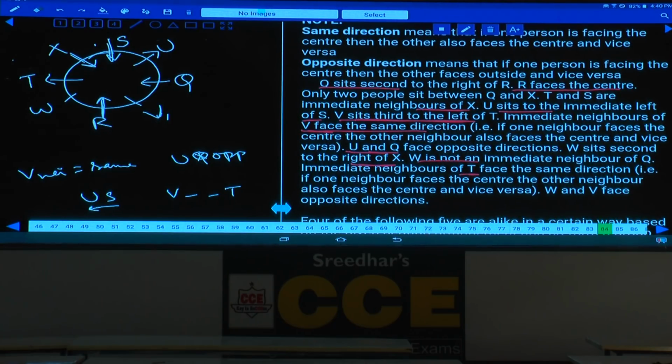Immediate neighbors of T face the same direction. T's neighbors X and W are facing the same direction. And W and V face opposite. W is towards the center, so V will be away from the center. Done with this? And this is how these 8 persons were seated around this circular table.